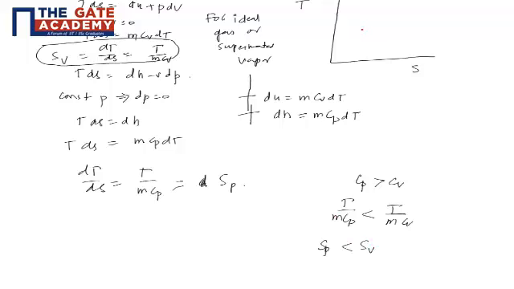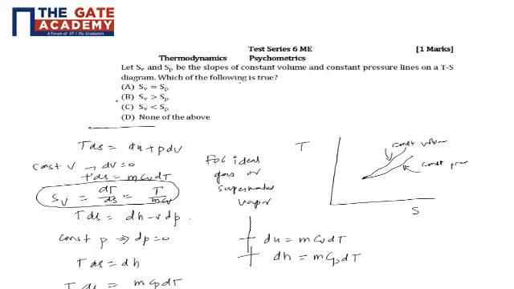So if you plot two processes from the starting point, they'll appear like this. The higher slope will be your constant volume because it's T by Cv, and this is constant pressure. So the slope for constant pressure will be lower than for constant volume. So that is the thing. So B is the answer. The constant volume slope will be higher.